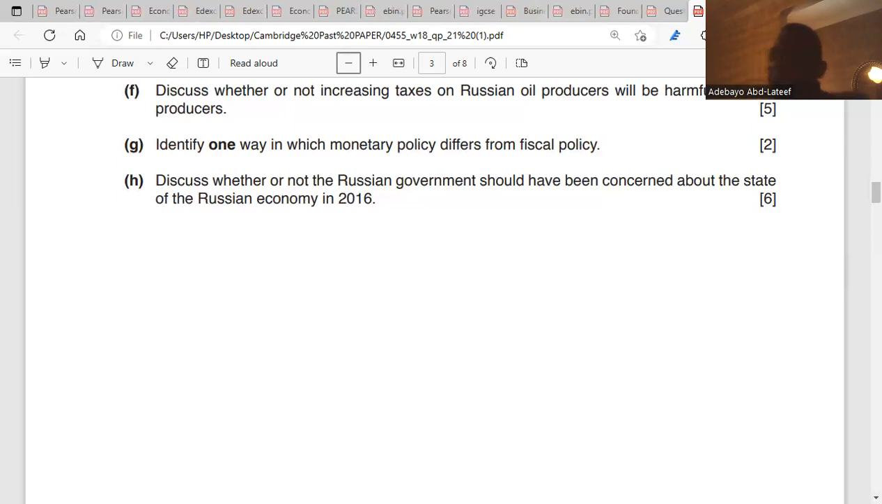Recession will lead to unemployment. Yes or no? And if there's unemployment in an economy, what happens? It will increase the poverty rate in the economy. Okay. So that's the first thing I talked about.